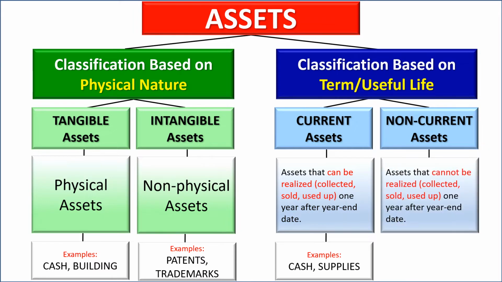While the non-current assets are assets that cannot be realized, meaning it cannot be collected, it cannot be sold, it cannot be used up within 1 year after year end date. So these are assets that can be collected, that can be sold, that can be used up more than a year. Examples are equipment and building.